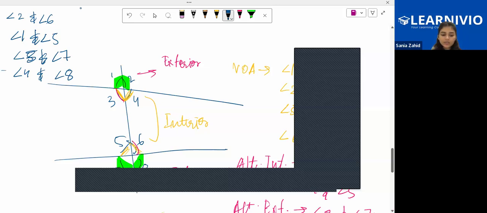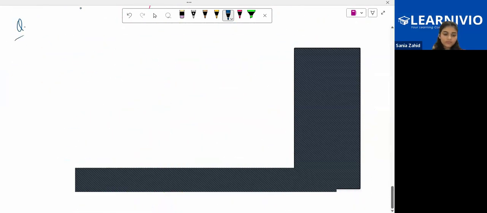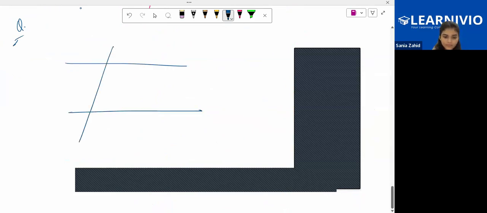So are all the types of angles clear to everybody? Yes, ma'am. Okay, very good. Now we come to the question section. You have these lines over here. These are two lines cut by a transversal, but I'm marking angles on only one: 1, 2, 3, 4, 5, 6, 7, 8.